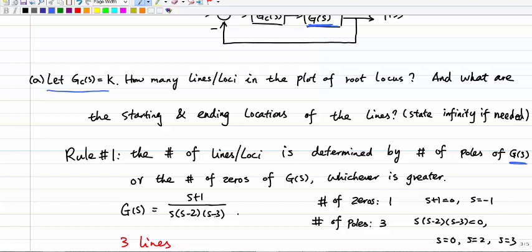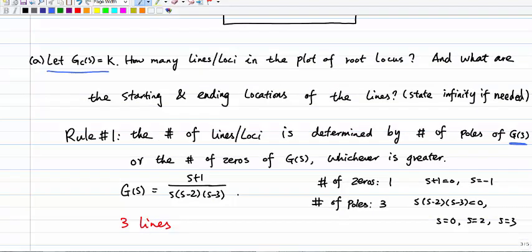So we can compute the number of zeros and the number of poles. The number of zeros is computed by setting the numerator to be 0 and finding a solution. How many solutions can you find? Here I can only find one solution, which means the number of zeros is just 1. For the number of poles, you set the denominator to be 0, and you find the solutions. The solutions are s is 0, s is 2, and s is 3. So we have 3 poles.